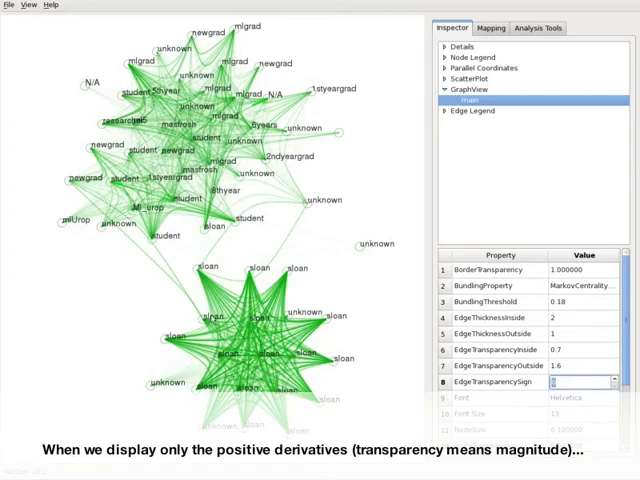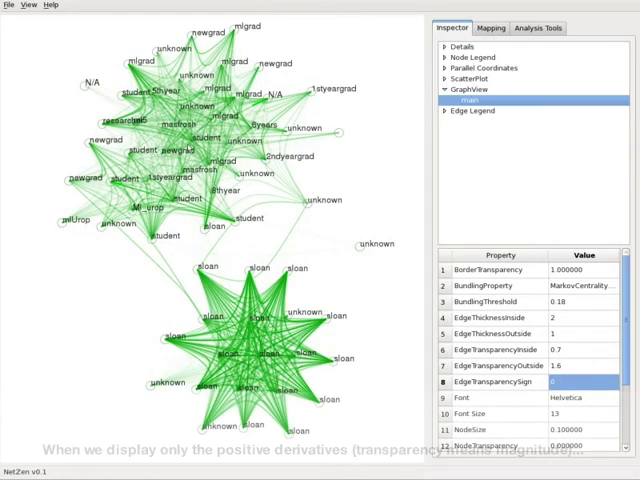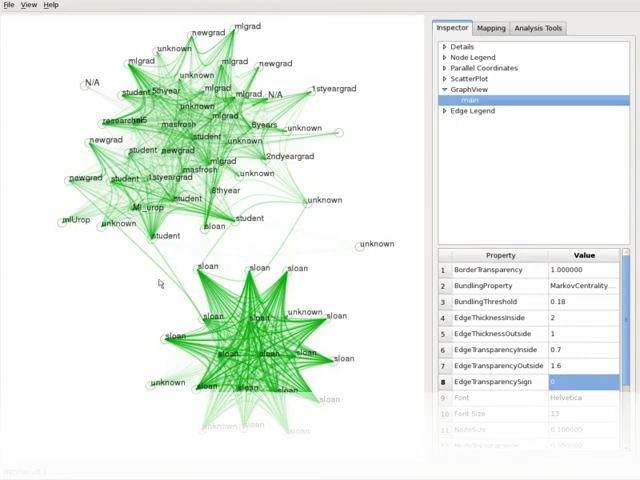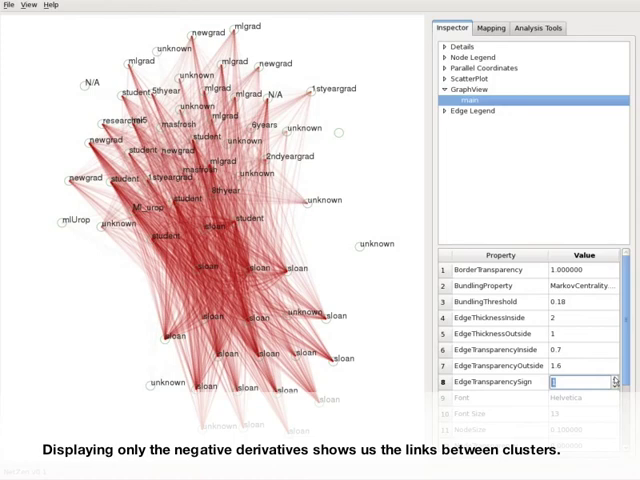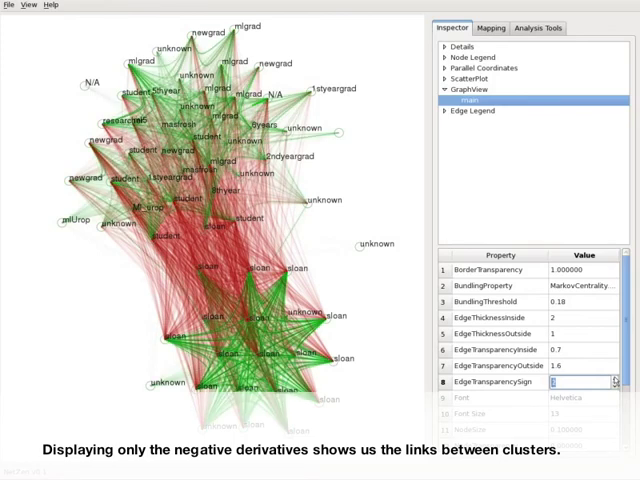When we plot only positive derivatives in green, we clearly see a separation of the different clusters in the network. When we plot only the negative derivatives, we see the connections between clusters.